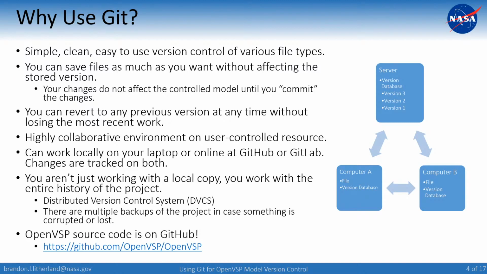And you can work locally on your laptop or online at, say, GitHub or GitLab, and the changes that you're making are tracked on both. And when you're checking out a copy of a repository online, you're not only working with the piece that you're dealing with, you're working with the entire history of the project. You can see every change that was ever made, and this is called Distributed Version Control System, or DVCS. So there are multiple backups of the project in case something is corrupted or lost, say on your machine or on a server. There's always something somewhere that has the entire project history. And of course, the OpenVSP source code is on GitHub, and it's at that link right there.